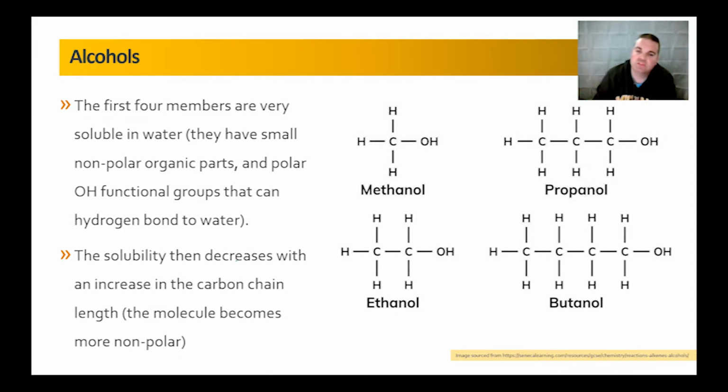The first four members, which you can see here, are methanol, ethanol, propanol and butanol. What we can see is that they differ by adding a CH2 group each time. They have that functional group OH on them.